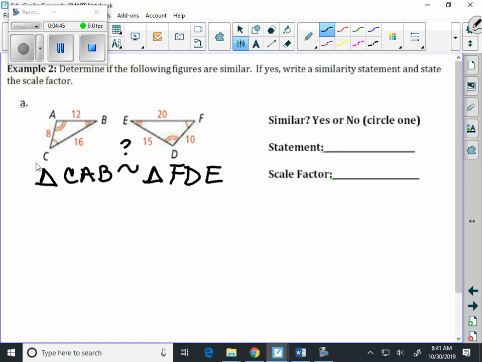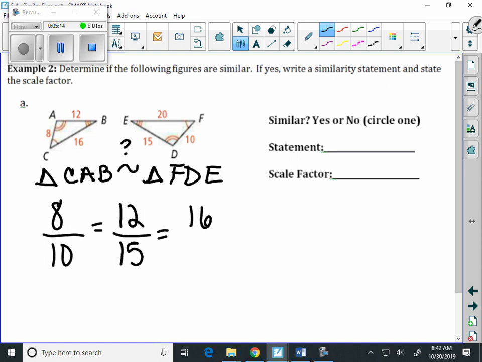So CA has a value of 8, and FD has a value of 10. Side AB has a value of 12, and side DE in our second triangle has a value of 15. And the last side, CB, has a value of 16, and side FE has a value of 20. And what we want to know is, are these similar?